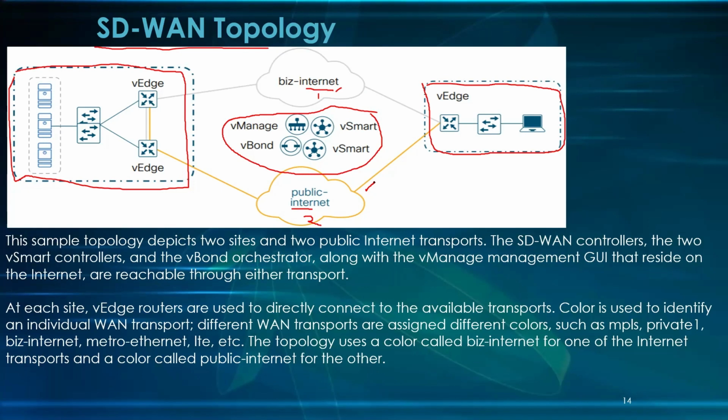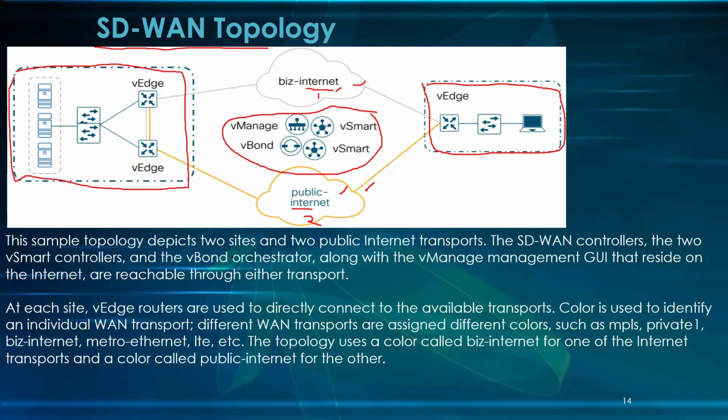Now, since we have 2 internet connections, SD-WAN provides the capability to uniquely identify a transport. One transport is called, for example, biz internet, and the other transport is called public internet. What does that mean? They are giving you a color name. It is just to uniquely identify which interface, which provider, which color the traffic is going through. Here both transports are terminated on 1 vEdge. Here the transports are terminated on different vEdges.